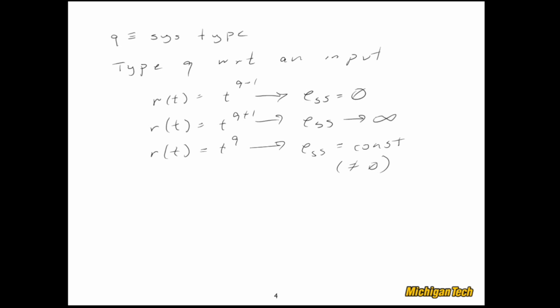Okay, so now let's go through the method of analysis. Here are the steps. The steps are the same for both system type with respect to the reference or the disturbance. You just have to do one little thing up front. If it's with respect to R, then you set R equal to 1 over s to the q plus 1.